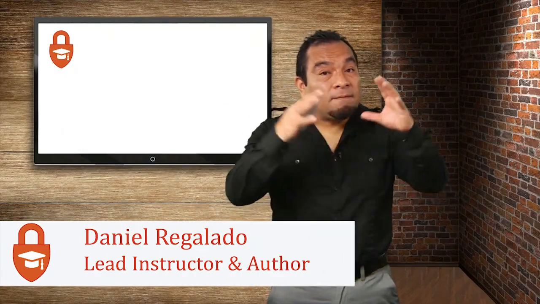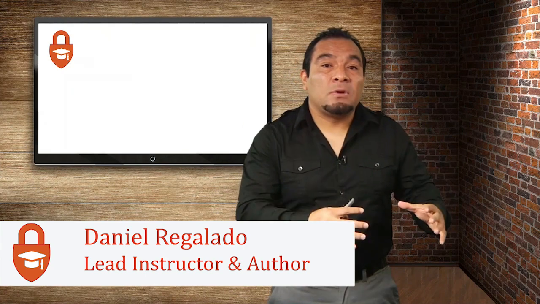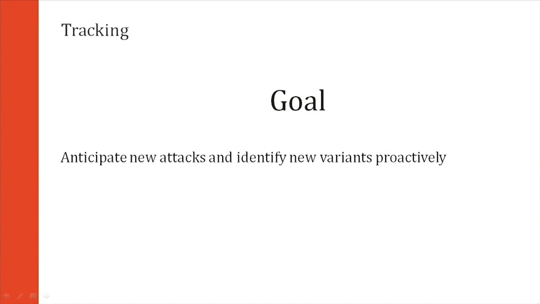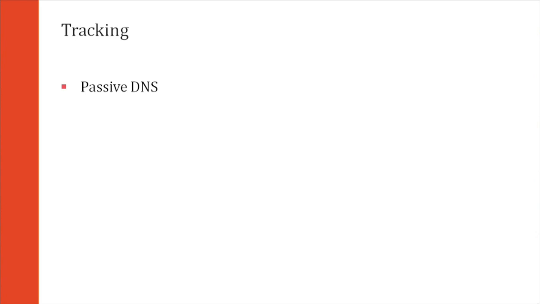Okay, so you identify the creators, you identify the organized crime, it's time to track them, to know what they are doing, what they are up to. Okay, there are different ways to do it. The goal, as I said, is to anticipate new attacks and identify new variants proactively. Okay, how can you do that?